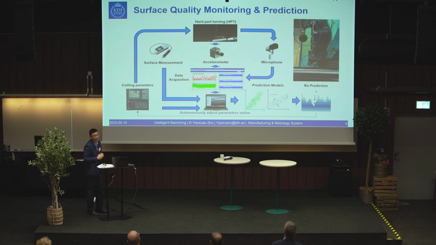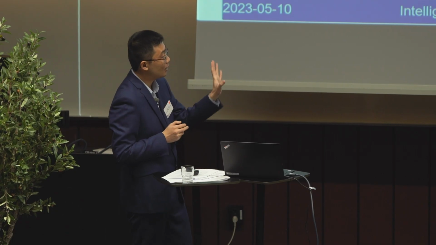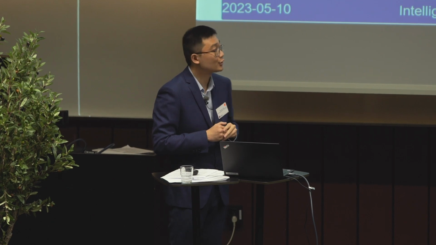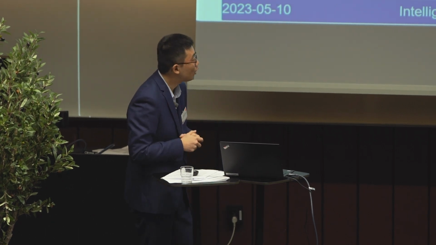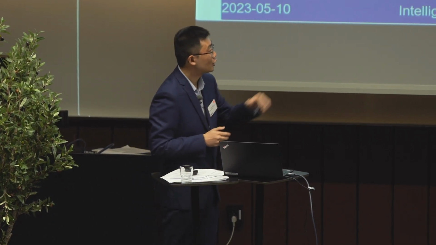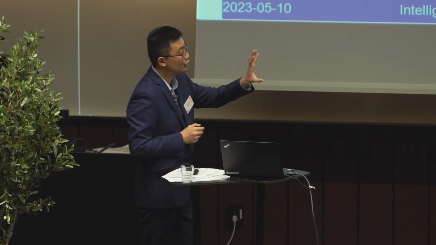And the third one is the cutting parameters. The cutting parameters here are the cutting speed, the feed, and the depth of cut. All these three different groups of input data will be fed into the prediction models as input data. And Ra, the surface roughness value, is the output of our prediction model.